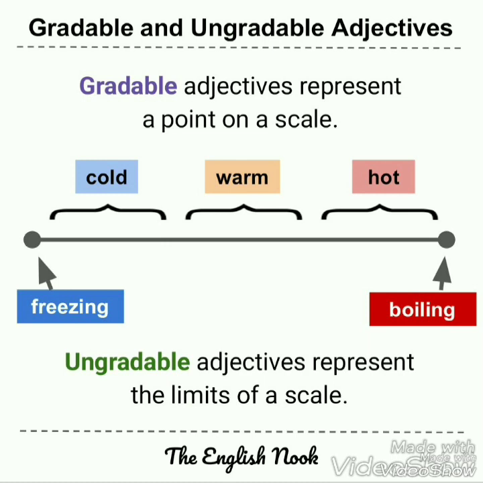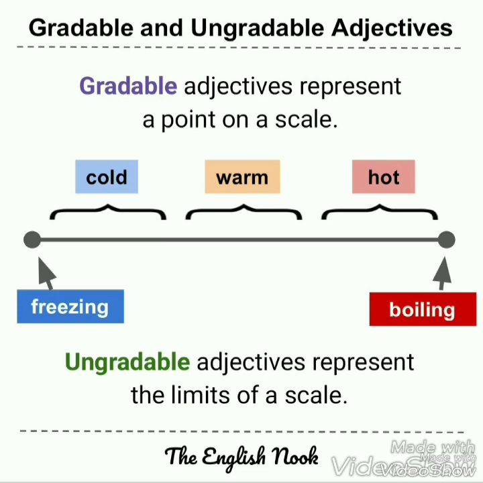But yet cold, warm, and hot are each gradable adjectives that represent those points in the scale, because there's varying degrees of cold. Cold that's almost warm, warm that's in the middle, but it's getting closer to hot, hot that's like so close that it's almost boiling, but it's not boiling yet.